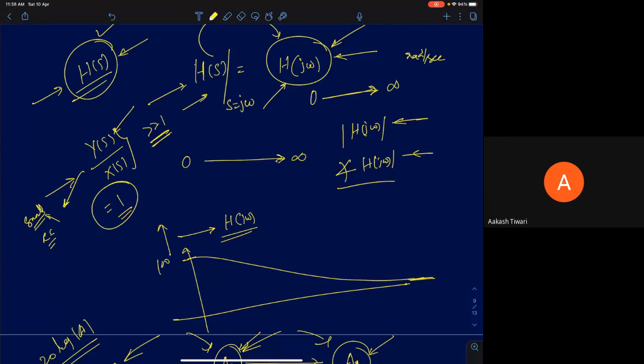So it's like I'm comparing two values. If the two values are nearly the same, then I'm going to get 1. And if one value is much greater, this ratio is going to be much greater, and otherwise it's going to be much lesser.